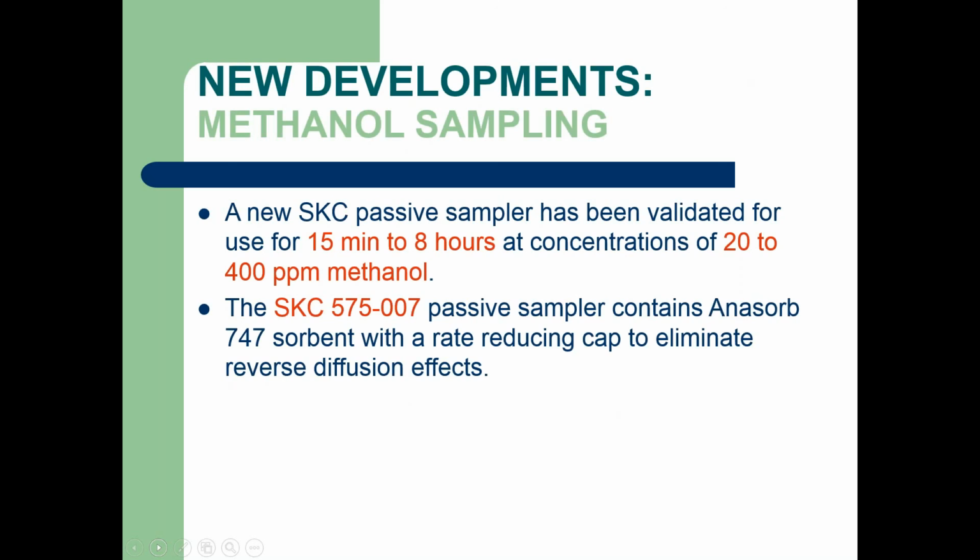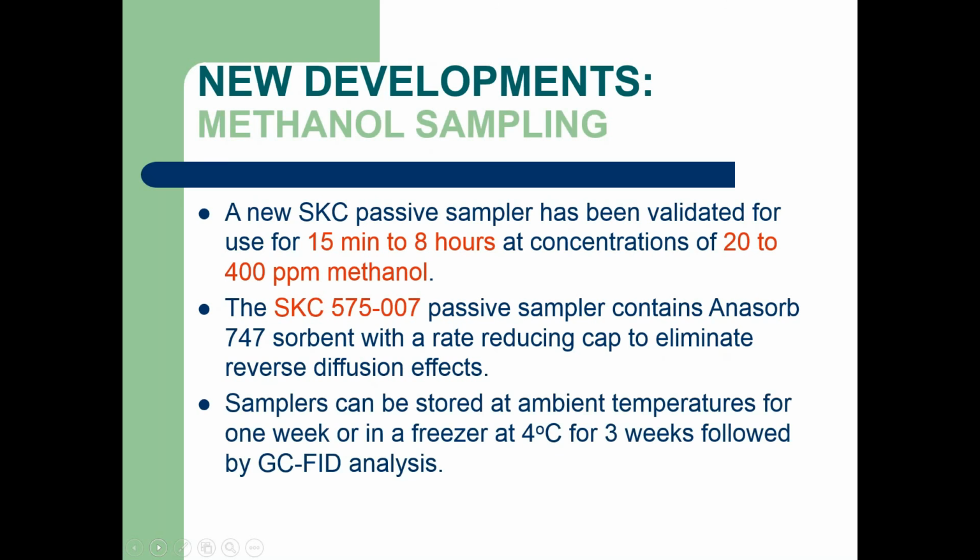The sampler contains Anasorb 747 sorbent in our standard 575 badge housing, but there is something unique to this device. There is an extra snap-on rate-reducing cap to ensure that there is no reverse diffusion, which can be a problem with methanol. Samplers can be stored at ambient temps for 1 week or at freezer temps for 3 weeks before analysis. So this is definitely a much better option than our older active methods.